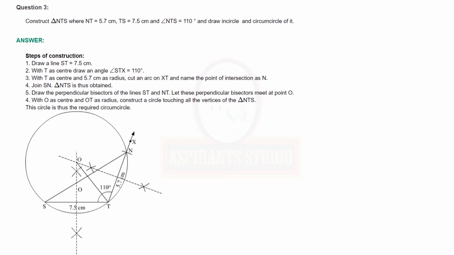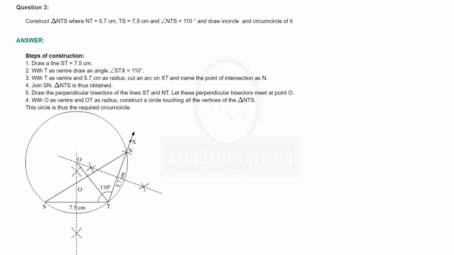Now, let us see the steps of construction. Draw a line segment ST which is of length 7.5 cm. With T as center, draw an angle STX of measure 110 degrees. With T as center and 5.7 cm radius, cut an arc on XT and name the point of intersection as N. Join SN. Triangle NTS is thus obtained.